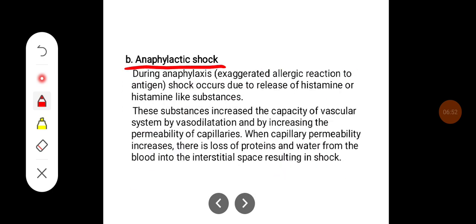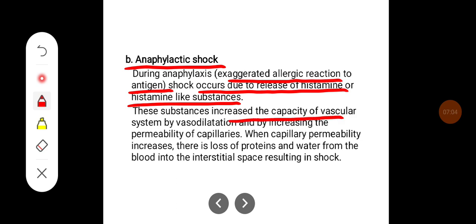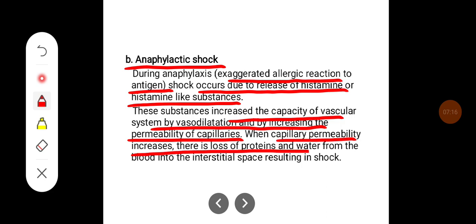Anaphylactic shock. During anaphylaxis, there will be an exaggerated allergic reaction to an antigen. And shock occurs due to the release of histamine or histamine-like substances. These substances increase the capacity of the vascular system by vasodilatation and by increasing the permeability of the capillaries. When capillary permeability increases, there is loss of proteins and water from the blood into the interstitial space, resulting in shock.